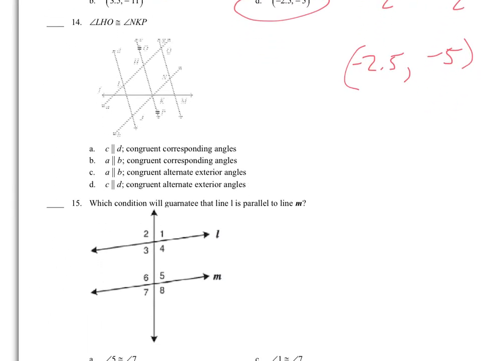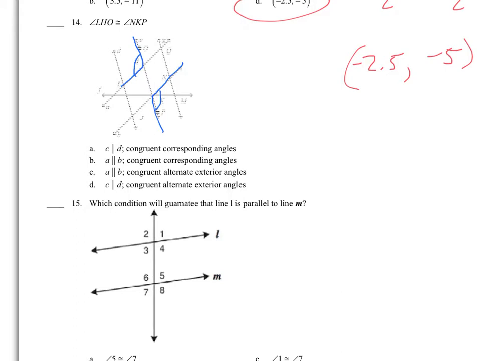Okay, hopefully you can read enough of this, or at least check your paper to see if you can read it. LHO is this angle right here, and NKP is this angle right here. And because those are congruent, what can we use to show that lines are parallel?